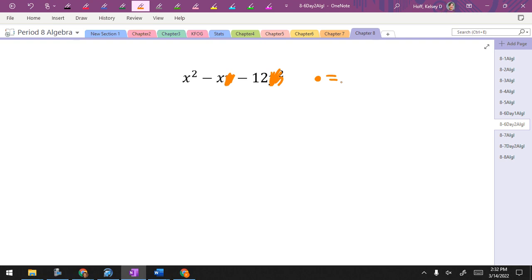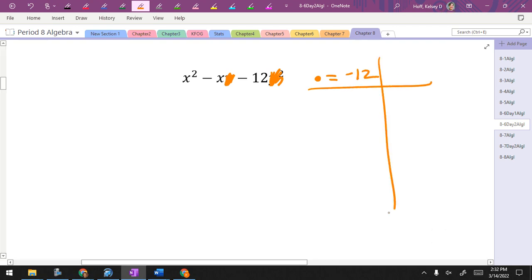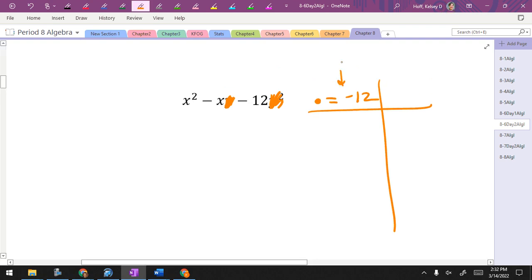Oh. I multiply to get to negative 12. What's that tell you about the signs? Do this T-chart with me. Don't scribble off the y's. What does that tell you about your signs? They're opposites. And we're adding to get to negative 1.